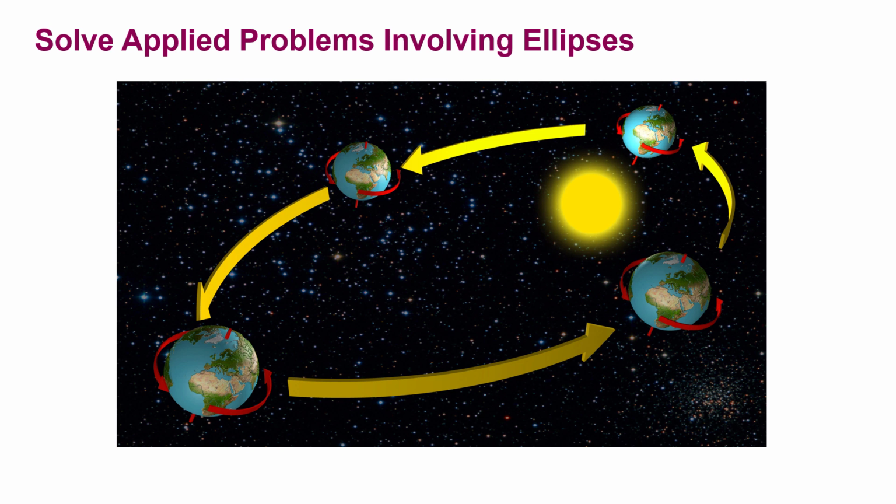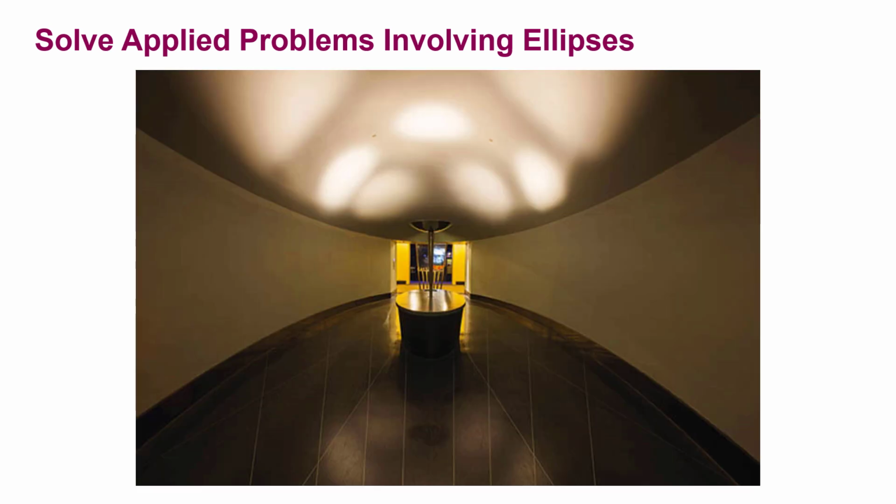The image we have on the slide is of Earth orbiting around the Sun, where the Sun is at one focus of the elliptical path. On this slide, we have an image of the Whispering Gallery in the Museum of Science and Industry in Chicago. The room is designed with an elliptical ceiling. Ellipses have an interesting reflective property.